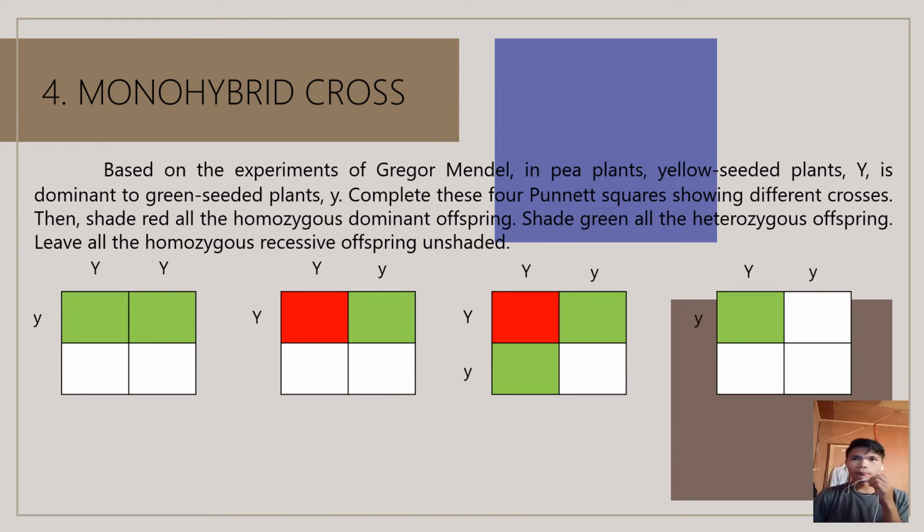Number 4. Monohybrid cross. Based on the experiment of Gregor Mendel in pea plants, yellow-seeded plants, Y, is dominant to green-seeded plants, y. Complete these 4 Punnett squares showing different crosses, then shade red all homozygous dominant offspring. Shade green all the heterozygous offspring. Leave all the homozygous recessive offspring unshaded.